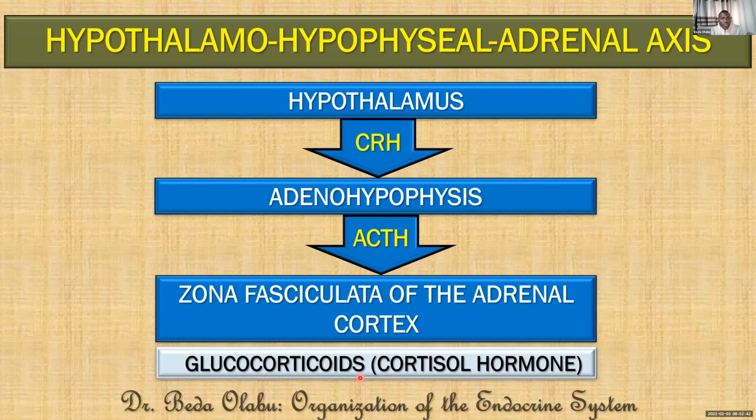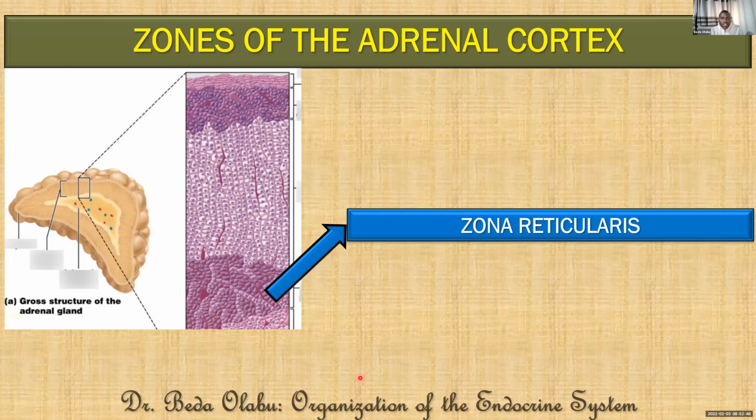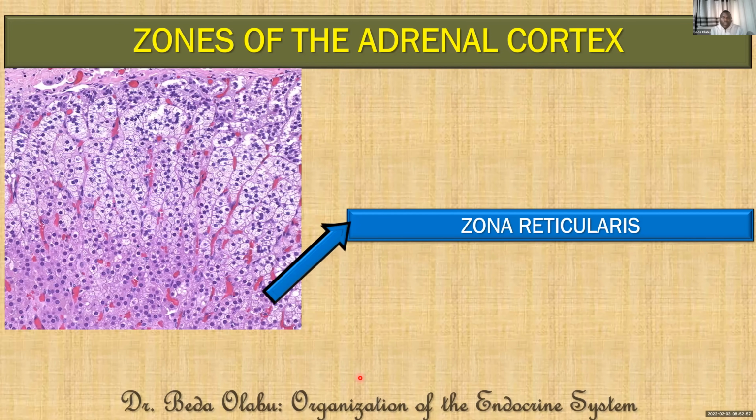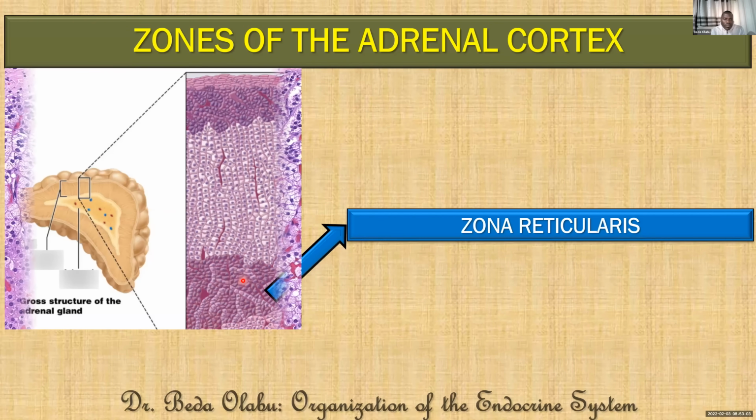Now we can talk about zona reticularis, the third zone of the adrenal cortex. Zona reticularis consists of cells which are arranged in a branching pattern, branching cords. That's why it's called reticularis. Reticular means branching.